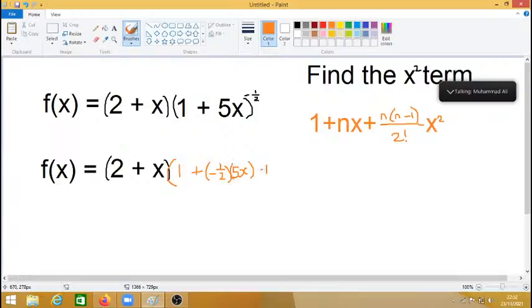Okay, and then comes the next bit, which is now the n times n minus 1 fraction. So the n is minus a half, and then that gets times by 1 less than that, so that's going to be minus 3 over 2. On the bottom, it's nice and easy, just 2 factorial is 2. And then it's x squared in the formula, but it's really 5x in the expansion that has to be squared. So that's 5x squared.